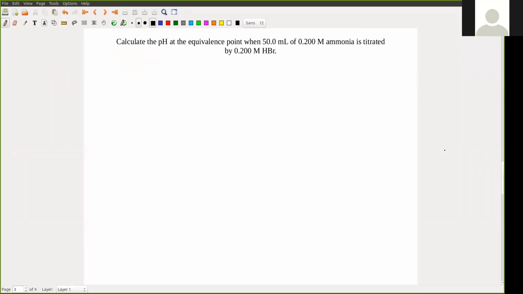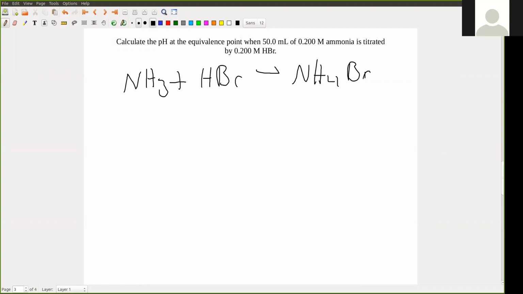So the reaction that we're interested in is ammonia plus hydrobromic acid will give us NH4Br, which is going to dissociate into NH4+ and Br-.